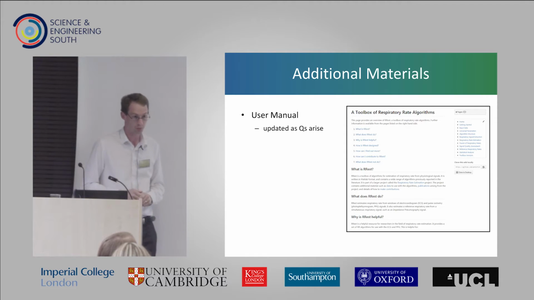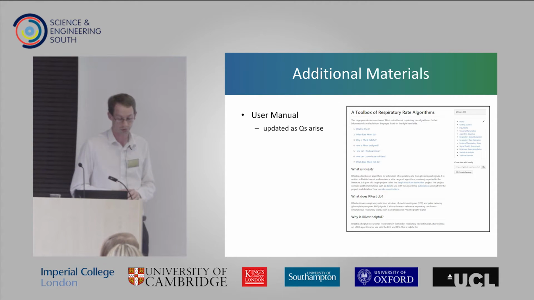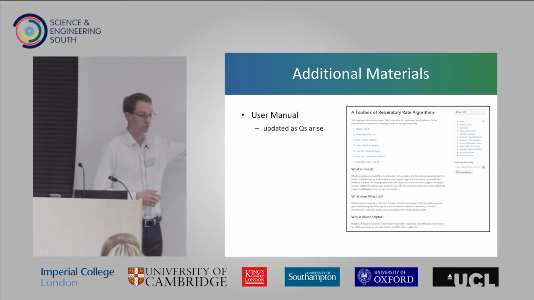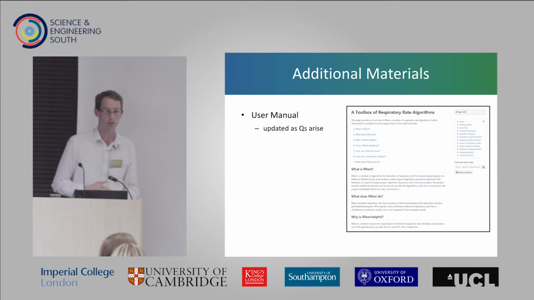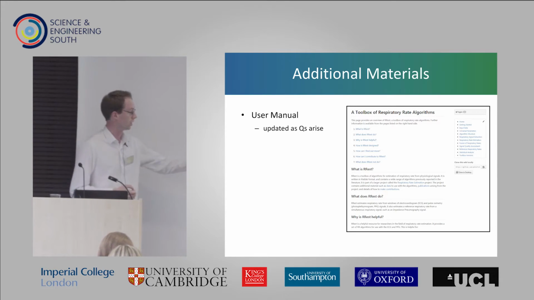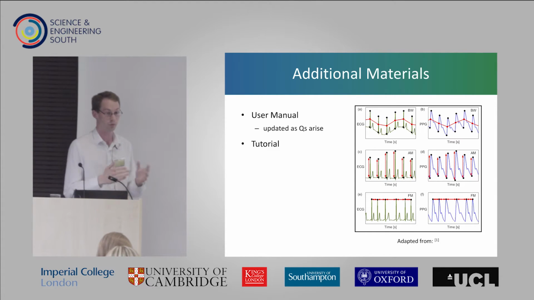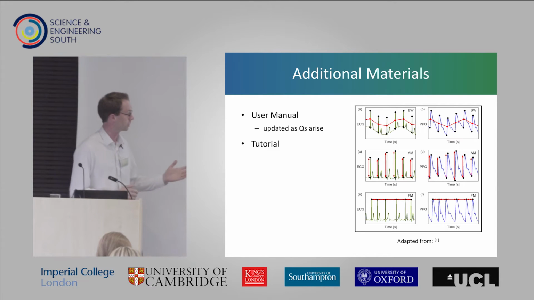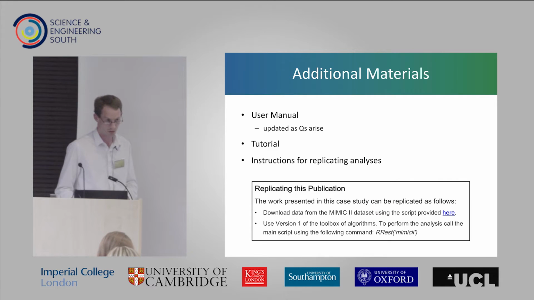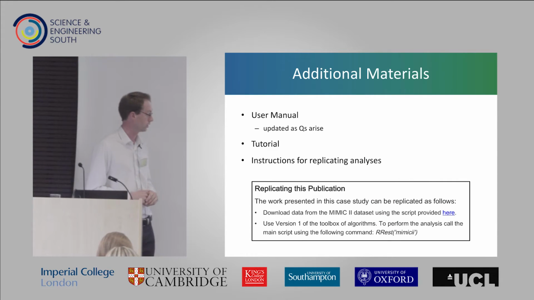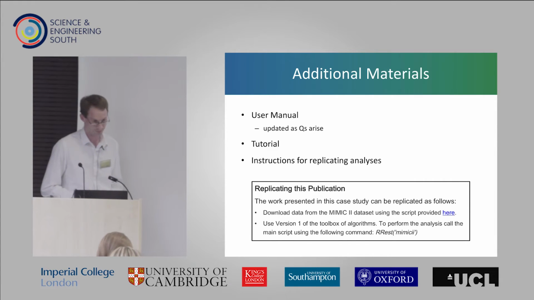We provided additional materials to try and help people to use this data. So firstly, there's a user manual, and we continuously update that as people ask questions. We add extra content to it. We've written a tutorial, which is now in press, which explains how to use the dataset with this toolbox of algorithms, and it explains how some of the algorithms work. And whenever we publish an article, we give instructions as to how to replicate this publication.